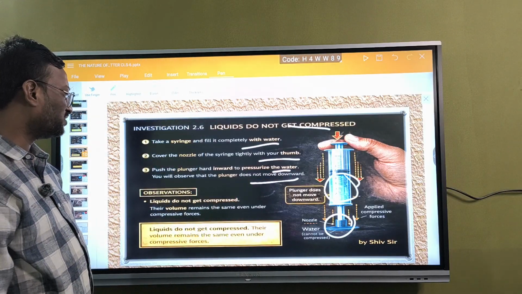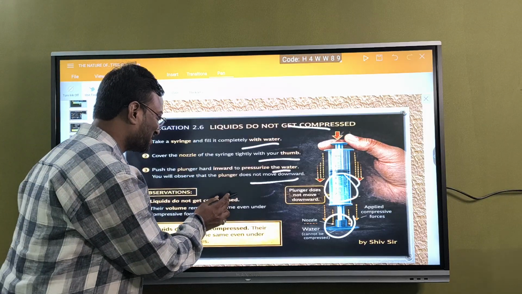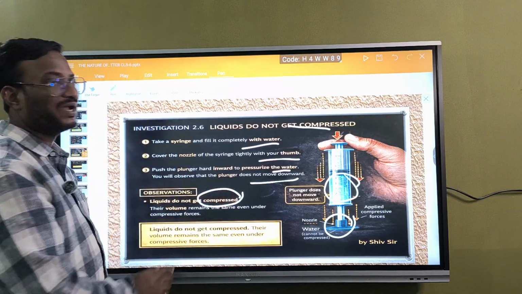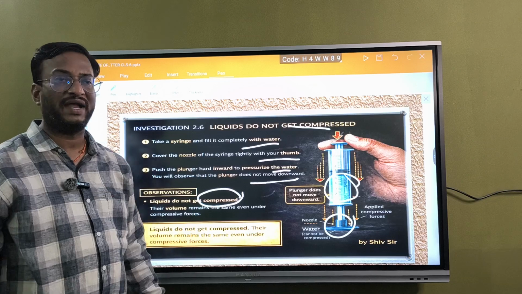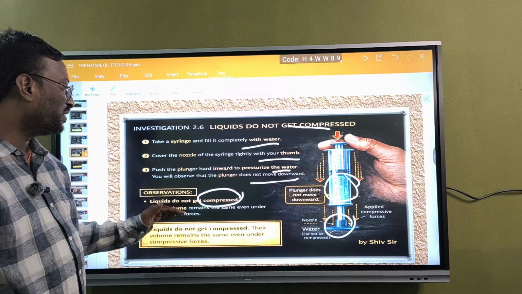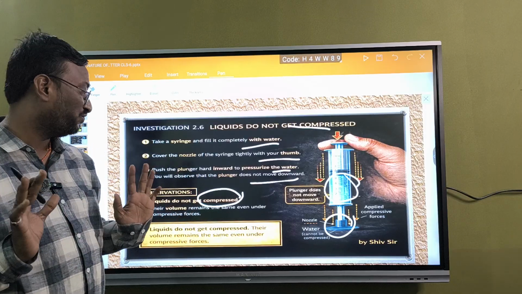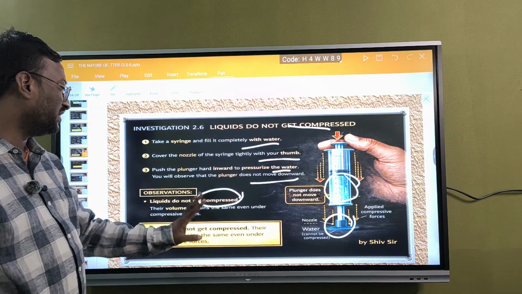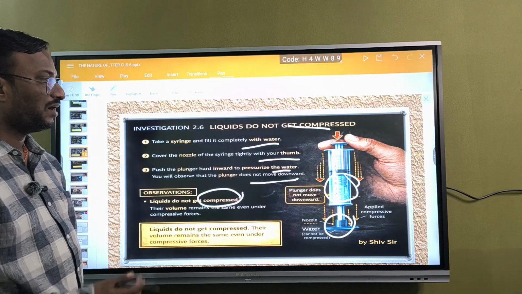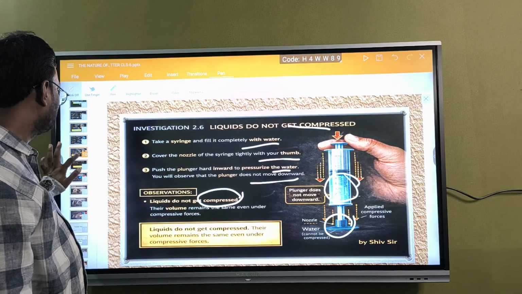So from this we can conclude that liquids do not get compressed. Their volume remains the same even under compressive forces. Volume will not change. Liquid does not get compressed. From this we can conclude.